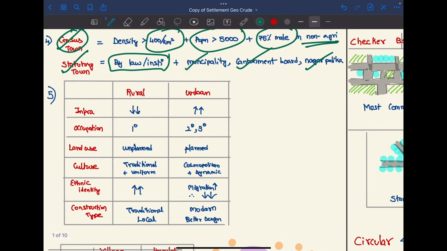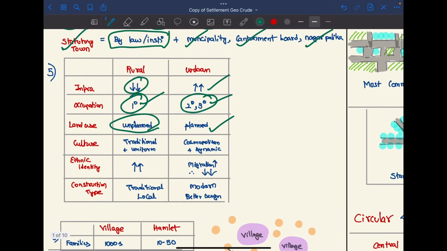Now, comparing rural and urban settlements. Here the infrastructure is poor. Here it is very good. Here the main occupation is agriculture and allied sectors. Here we have manufacturing and services sectors. Land use is highly unplanned here. It is planned land use here. The culture is traditional and uniform here. Here it is cosmopolitan and dynamic.